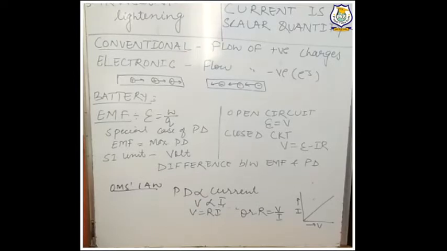So V is equal to RI is the formula given by Ohm, where V is the potential difference, R is the resistance, and I is the current flowing. Or from here we can have the value of R. R is what? V upon I. Now according to Ohm's law, V is directly proportional to I. If we draw the graph between V and I, it comes out to be a straight line. Why? Because V is directly proportional to I.